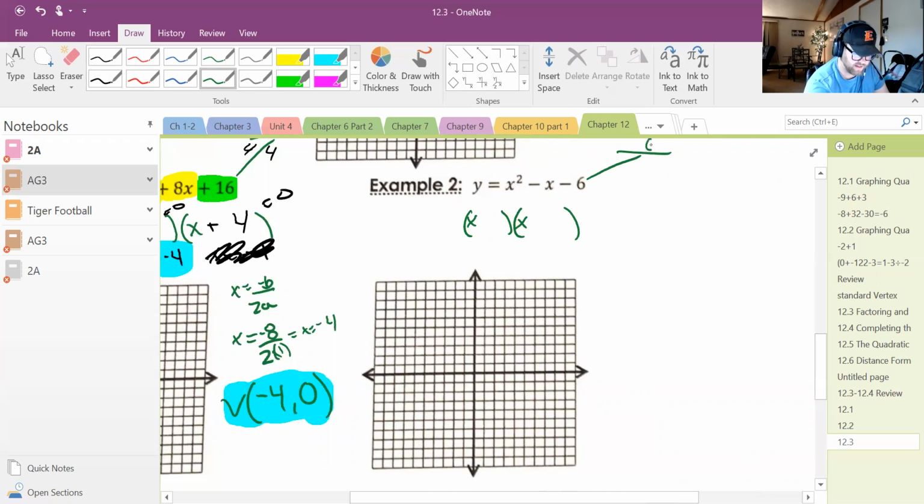My last term is negative, so that tells me the signs have to be opposite. If the signs have to be opposite, what factors of 6 can get me to -1? Well, I'm going to use 3 and 2. But since the middle term's negative, the bigger factor has to be negative. When I do 2 minus 3 in the FOIL process, I get -1. So my two intercepts, after I set both these terms equal to 0, that is the zero product property, we get x equals -2 and x equals 3.